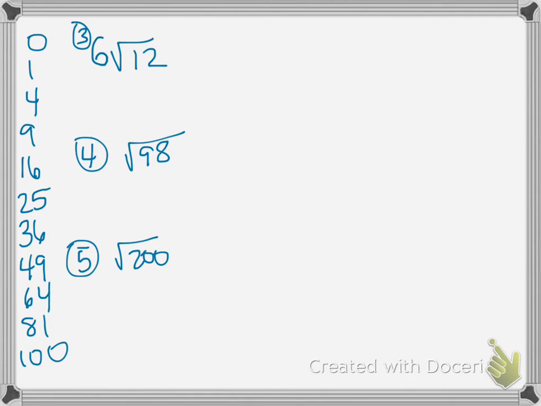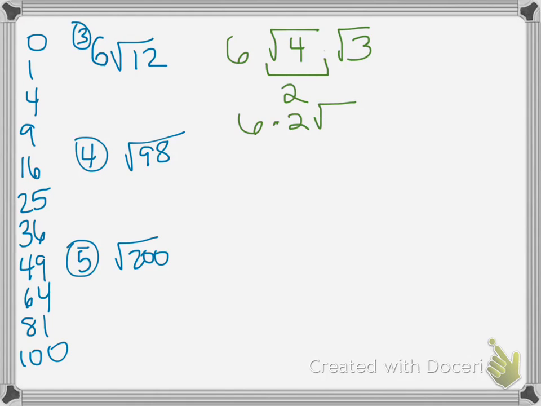Let's take a look at 6 radical 12. Well, we have a whole number 6, and radical 12 is made up of radical 4 times radical 3. Radical 4 simplifies to 2, so we're left with 6 times 2 on the outside times radical 3. Final answer is 12 radical 3.